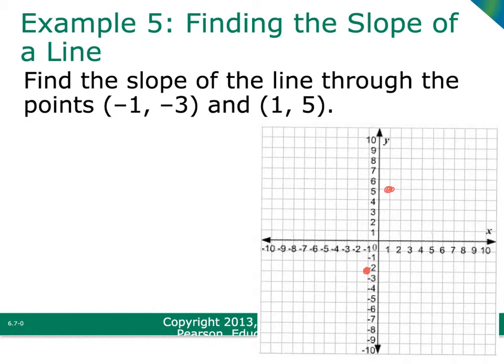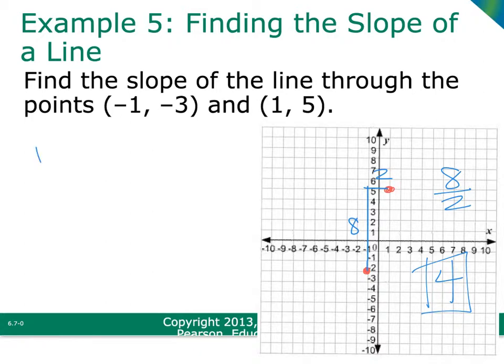Then I would look to see how much vertical change and how much horizontal change we had. We went from -3 to +5, so that's a vertical change of 8. We went from -1 to +1, so that's a horizontal change of 2. If you did the vertical change over the horizontal change, your slope should come out to be 4. Sometimes people struggle visually to do this, so you could also use the formula.